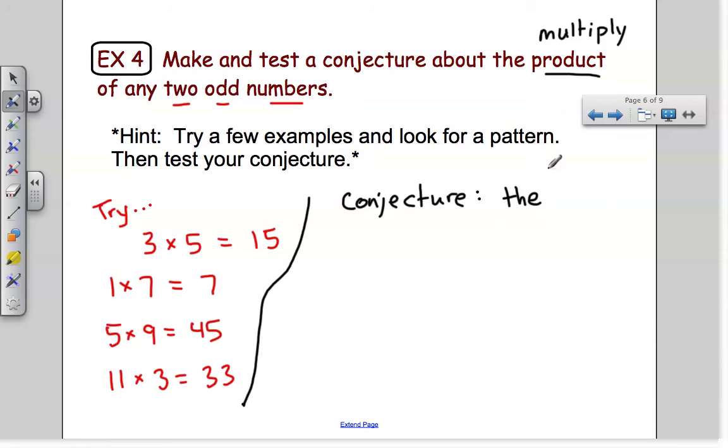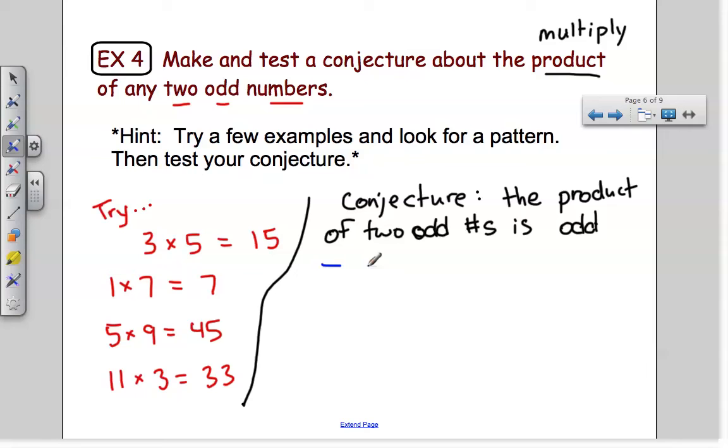So my conjecture is that when we do the product of any two odd numbers, it seems like our result is always an odd number. So the product of two odd numbers is odd. And last step then is test it out. They said make and test a conjecture. Right now we're not going to do a formal test or an actual formal proof yet, but to test it out, let's just try some more.